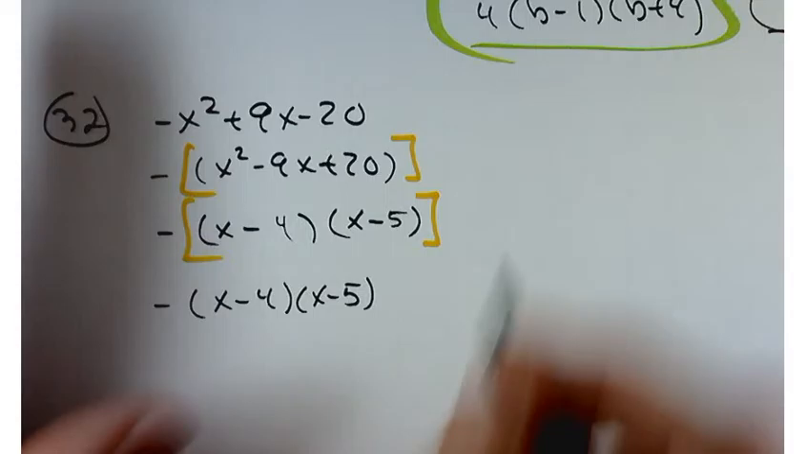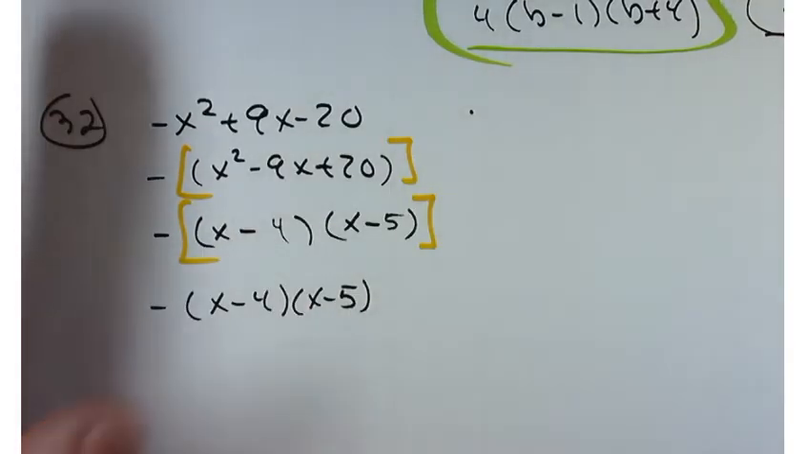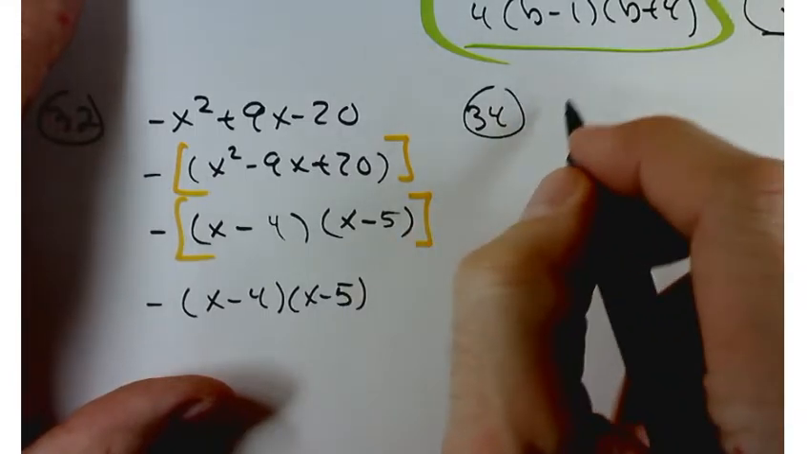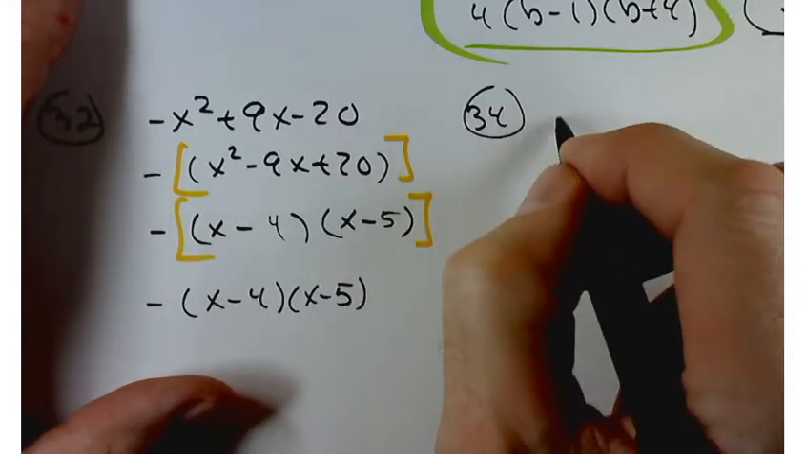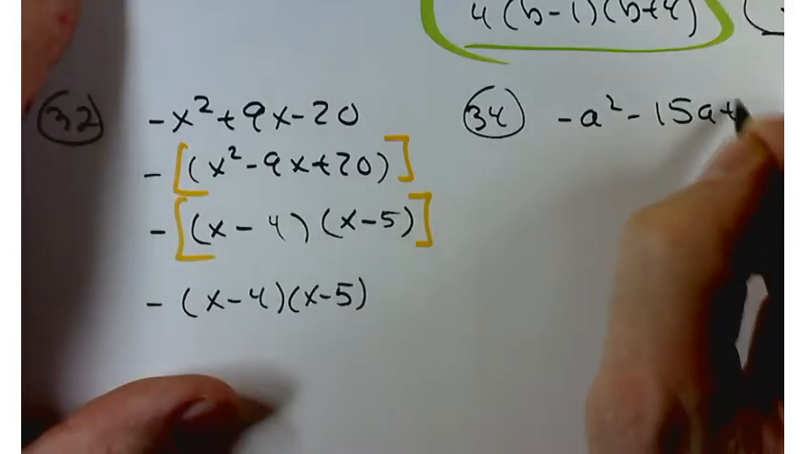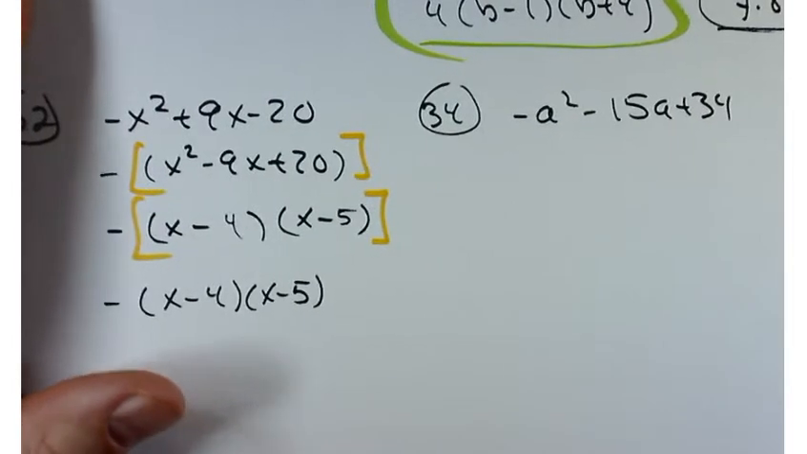I'll let you do one similar to that. Problem number 34. Minus a squared minus 15a plus 34.